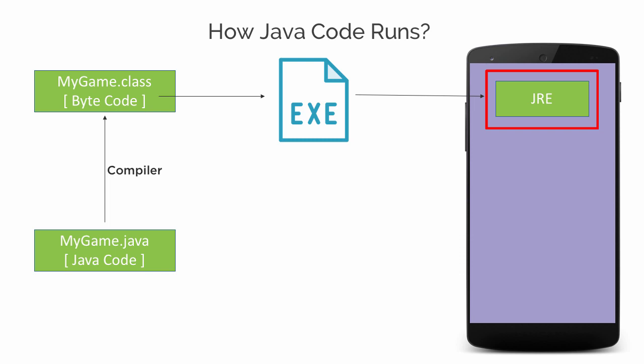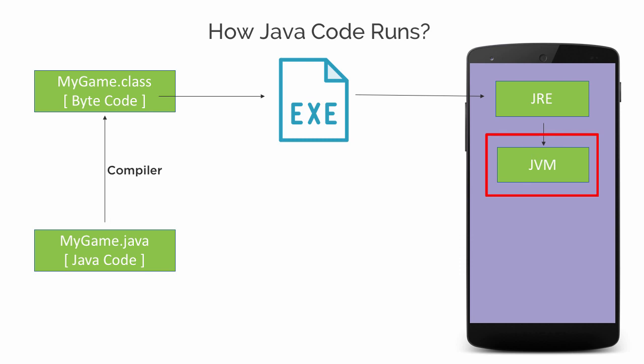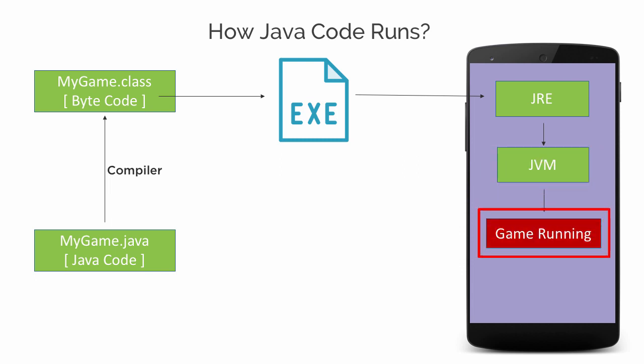So once we have the JRE, it further contains the JVM, that is the Java Virtual Machine. So the Java Virtual Machine with the help of some set of libraries is capable of running the application. That is, we can now play our game that we just created. So in this way, a simple Java application is compiled and finally we have the output in front of us.